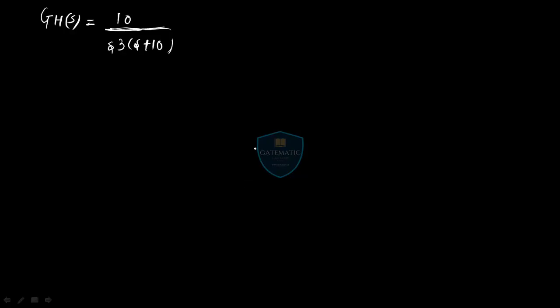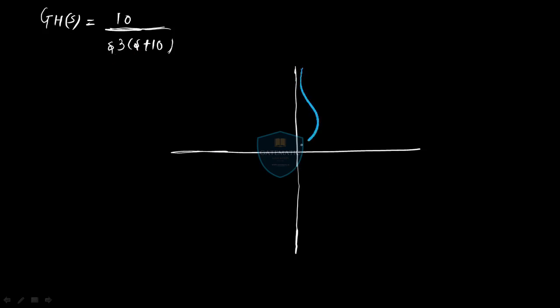This is the question. I'll draw the polar plot directly. If you have s plus 10, your plot will be like this. But we are adding 3 poles at the origin, so the entire thing will shift, and it will come like this. This is your plot. And if you are looking for the Nyquist, it will be like this. The direction will be the same.